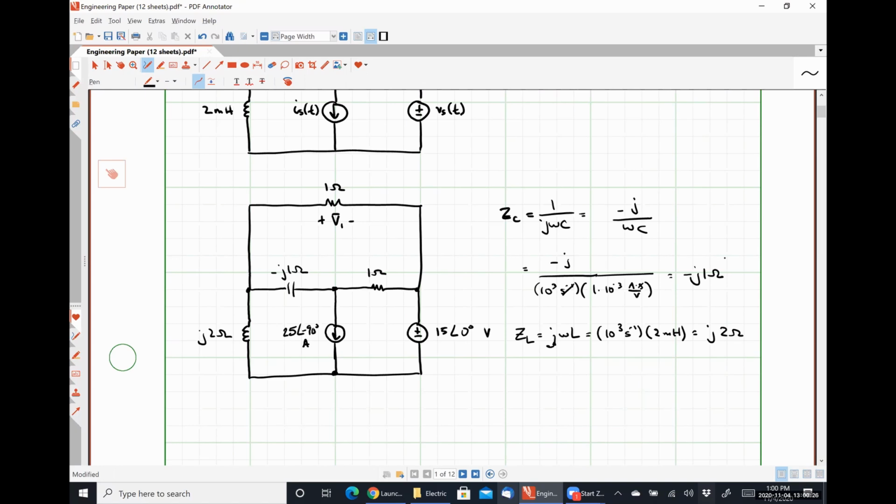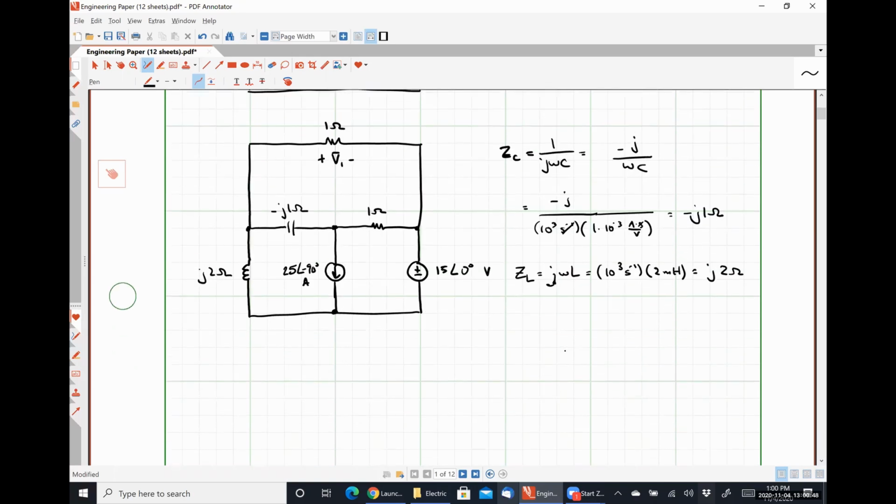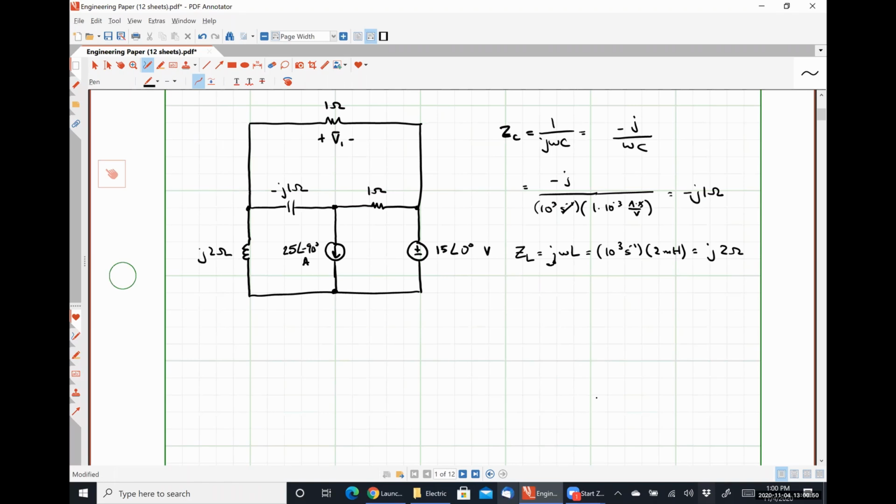All right, let's see what happens if we do superposition, right? There's no impedance combinations or anything like that that we could make that would ease our circuit analysis. So I'm going to go with superposition. And let's start with the voltage source on and the current source off. Let's call this guy V1 prime.